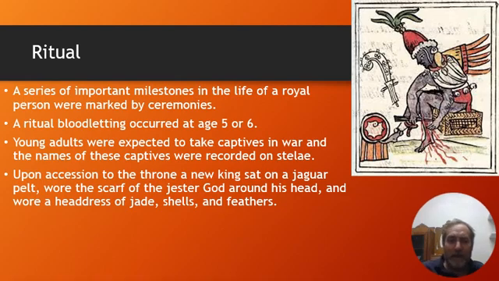So the life of a Mayan was marked by religious ceremonies at certain milestones. At age 5 or 6, there would be a ritual bloodletting that would occur, and then if you were an aristocrat and you were a young adult, you were expected to go to war and take captives, and then when you did, the names of these captives would be recorded on stelae to mark your ascension into manhood.